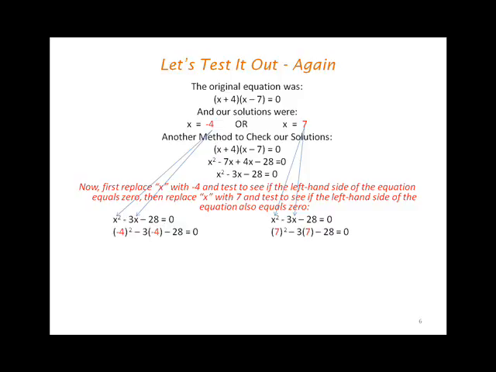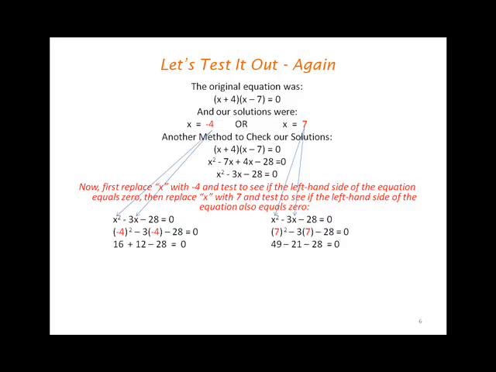And then I'm just going to do the arithmetic. Negative 4 squared is 16. Negative 3 times negative 4 is plus 12. And I have the minus 28. And on the right-hand side, I have 7 squared is 49. Negative 3 times 7 is negative 21. And I have the minus 28.